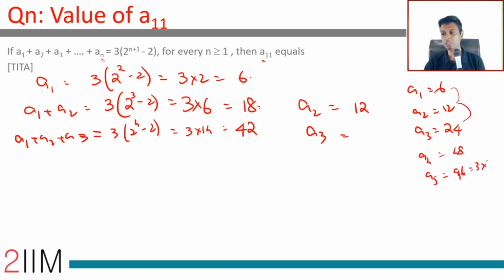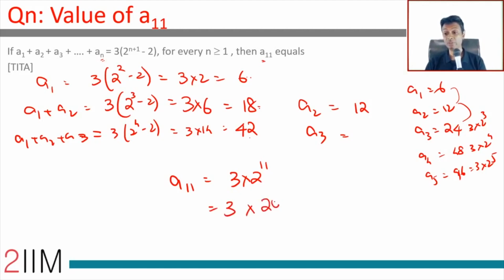This is 3 into 2 power 5, 3 into 2 power 4, 3 into 2 cube. a1 is 3 into 2 power 1. a2 is 3 into 2 square. a11 is 3 into 2 power 11. 2 power 10 is 1024. 2 power 11 is 2048. 2048 into 3 is 6144.